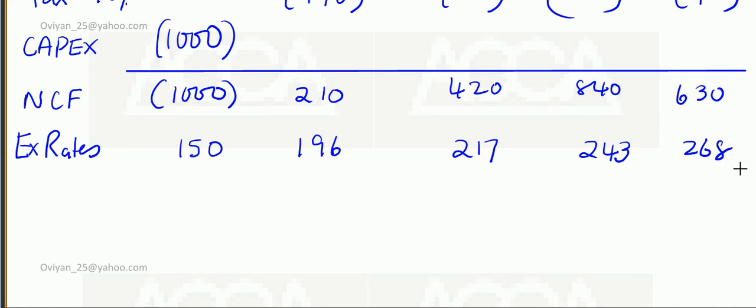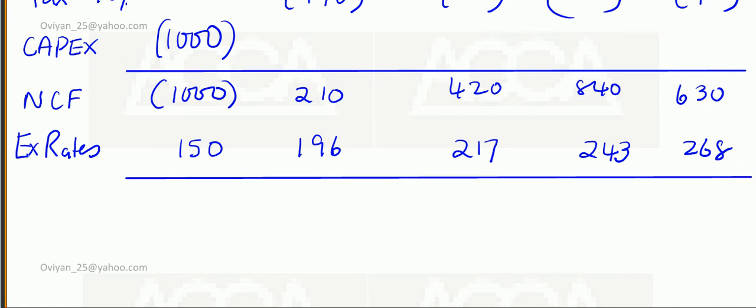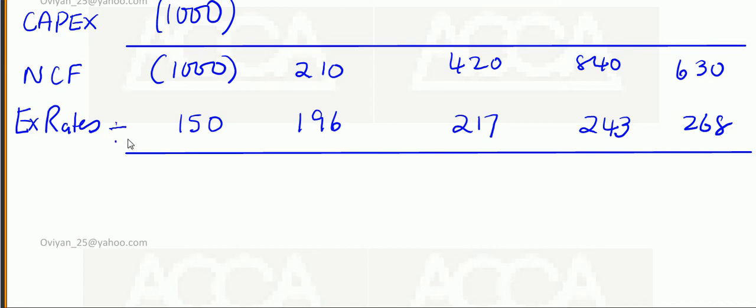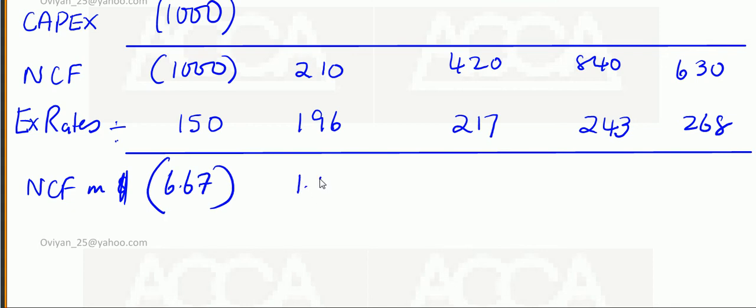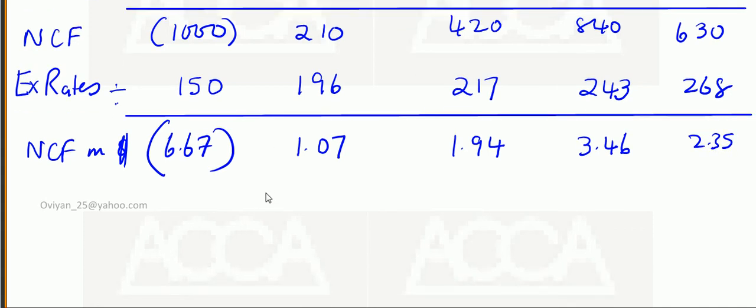So what you're going to do here is divide all these rates. When you divide, you're going to get the net cash flows in million in dollar now. It's going to be in dollar, and if you calculate it properly, it's going to be divided by this. You're going to get 6.67 in negative. This is going to be 1.07, and you're going to get 1.94. You're going to get 3.46. You're going to get 2.35. Okay, all this is in dollar.